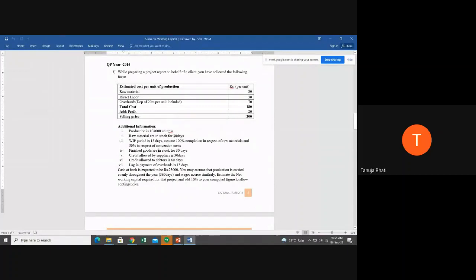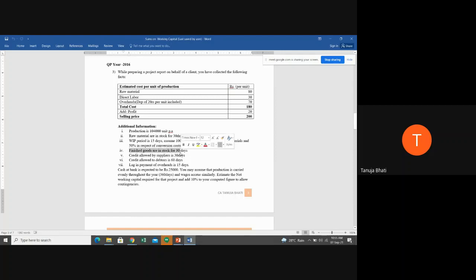Raw materials are in stock for 30 days. Now, if it is 30 days is given, means you have to divide it by 365. Or if they have mentioned any specific number of days in the year, then you have to use that. Okay. Work in progress is 15 days. Assume 100% completion in respect of raw materials and 50% in respect of conversion cost. Conversion cost will be your direct labor and overheads. And for raw material, they're telling take full 80 rupees. And for conversion cost, just take half of the cost of direct labor and overheads.